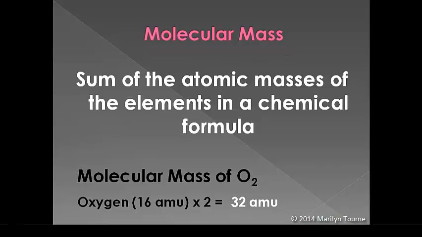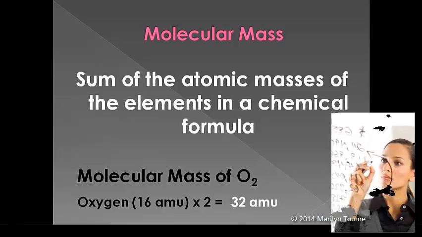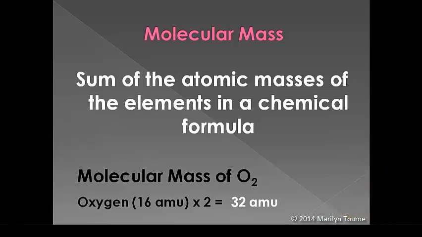So if I wanted to know the molecular mass of oxygen, or O2, one of the diatomic molecules, all I would have to do is take 2 oxygens, which are both worth 16 AMU, and add them together. So 16 plus 16 is 32 AMU. The same goes for any other molecule. If I was to ask you what the molecular mass of that molecule is, all you have to do is add everything up. And also the same goes for ionic masses.